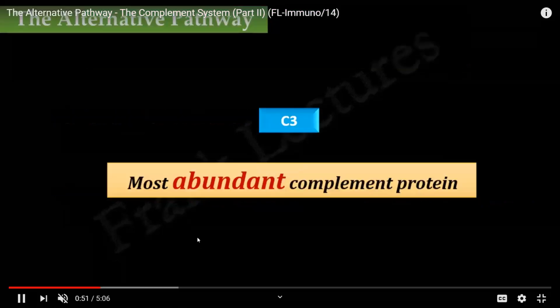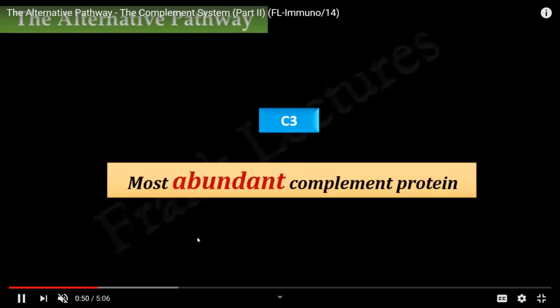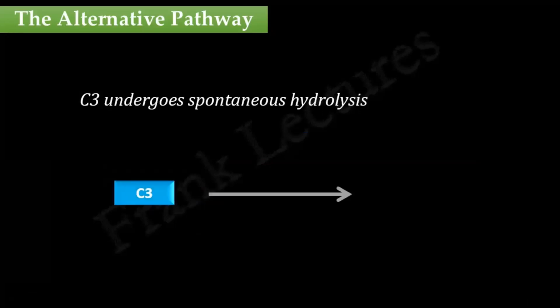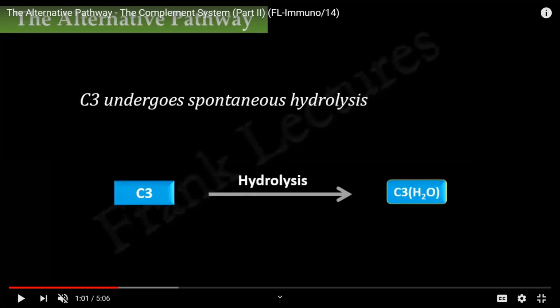Going forward, we had seen the different proteins that are present in the complement system. Out of the many proteins, the C3 protein is the most abundant complement protein found in the body of the host. Now in the alternative pathway, what happens? This C3 undergoes spontaneous hydrolysis.